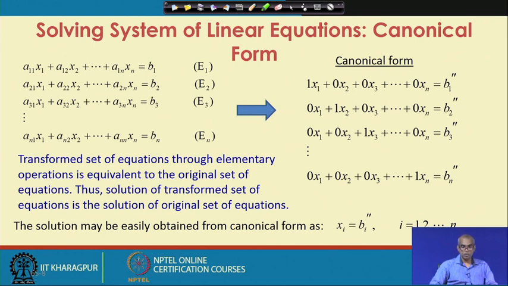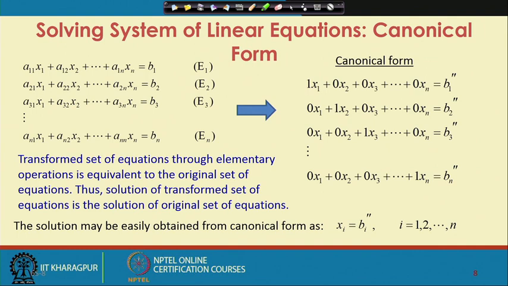The transformed set of equations through elementary operations is equivalent to the original set of equations. We discussed that these elementary operations do not alter the set of equations. In fact, they do not alter the solutions of the original equations, because the transformed set of equations that we obtain through elementary operations is equivalent to the original set of equations. Thus, the solution of the transformed set of equations is the solution of the original set of equations. Now, if you look at the canonical form, the solutions are readily obtained.